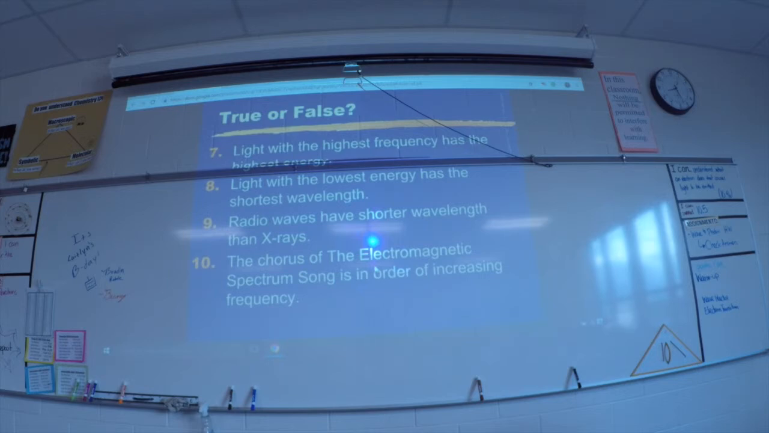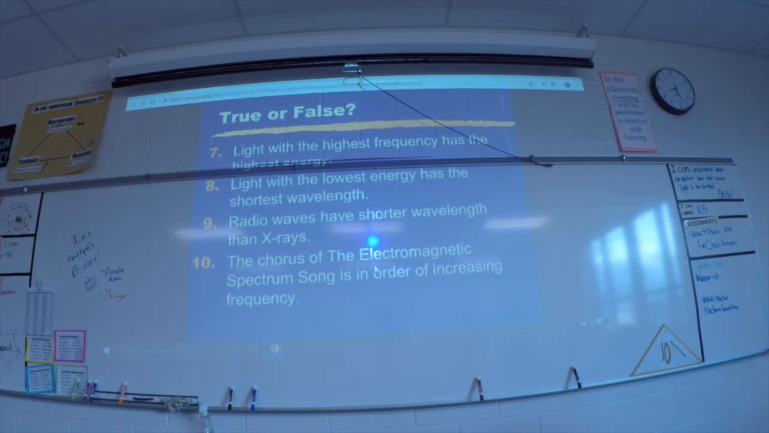Okay, show me your sign for number 7. True or false? Light with the highest frequency has the highest energy. Show me your sign, please. Very good. True is correct. Okay, number 8. Light with the lowest energy has the shortest wavelength. True or false? So low energy would mean long wavelength, so that is false. Good.